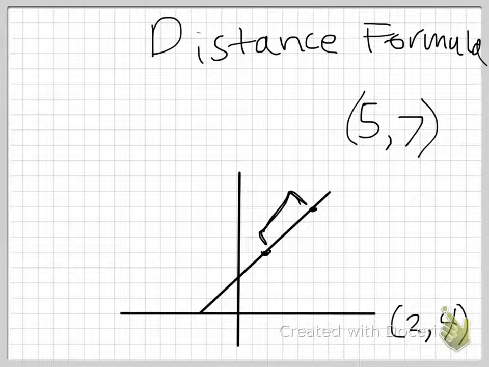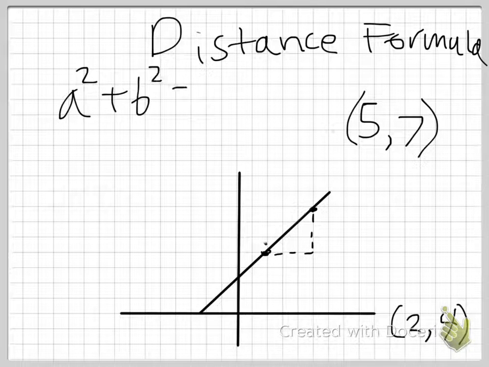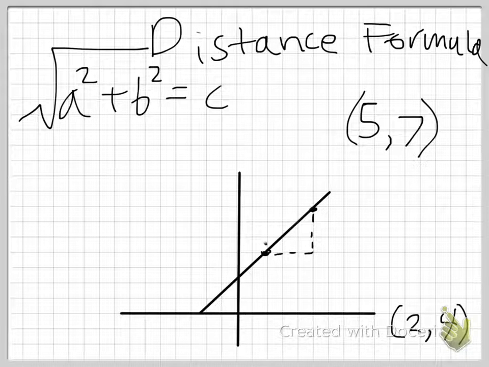Well, let me draw this and this. Have you guessed how we can find the distance between them yet? We can use the Pythagorean theorem. So, a squared plus b squared equals c squared. Or, if we take the square root of both sides, the square root of a squared plus b squared equals c. In this case, a is this distance, and b is this distance.